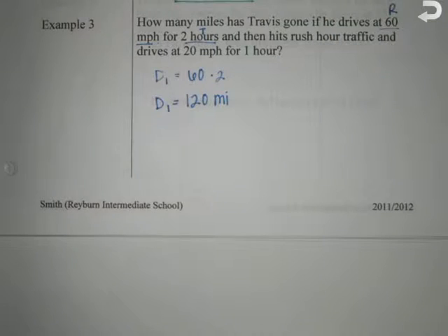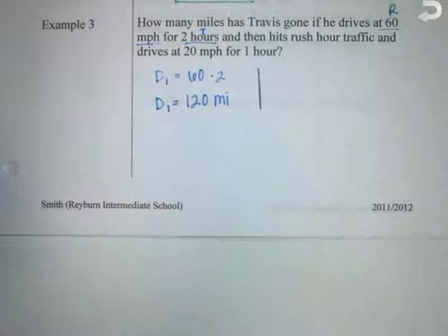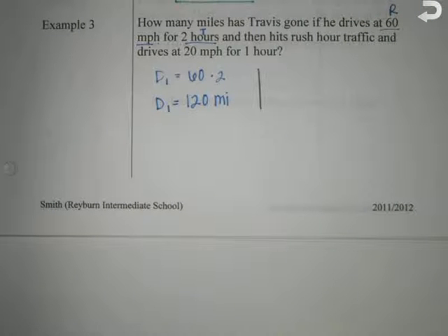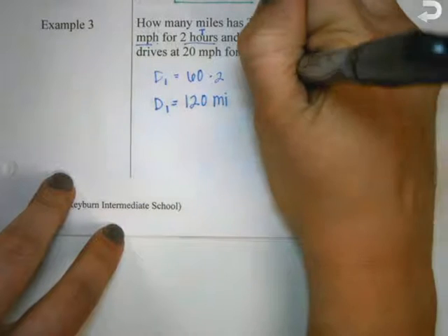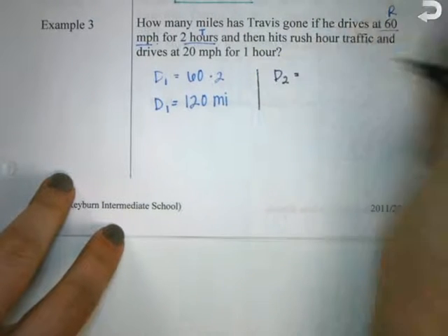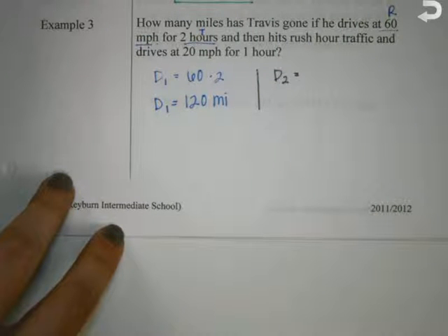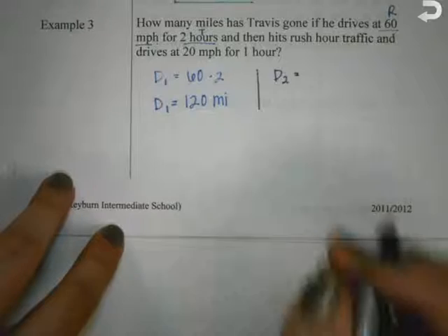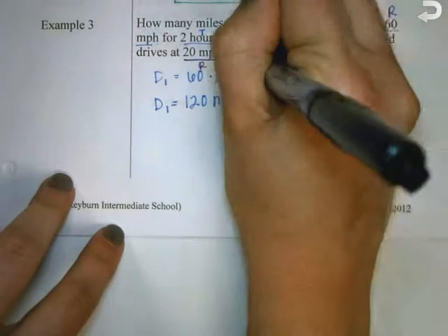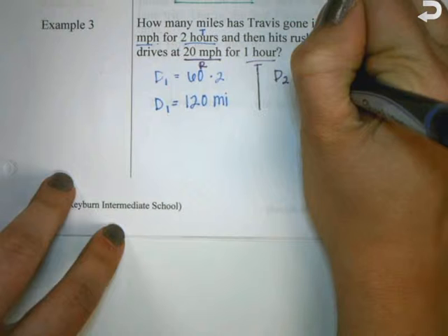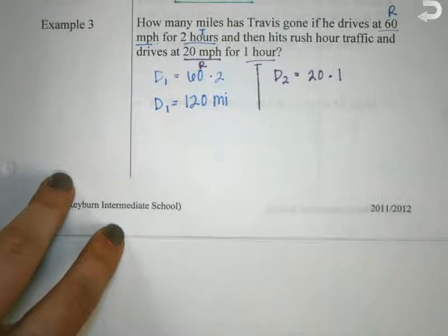Distance 2, because we now have rush hour traffic also. What's the rate for distance 2? 20 miles per hour, and what's the time? 1 hour. So distance 2 is 20 times 1, which gives me what? 20. So, for the first 2 hours, he traveled 120 miles.